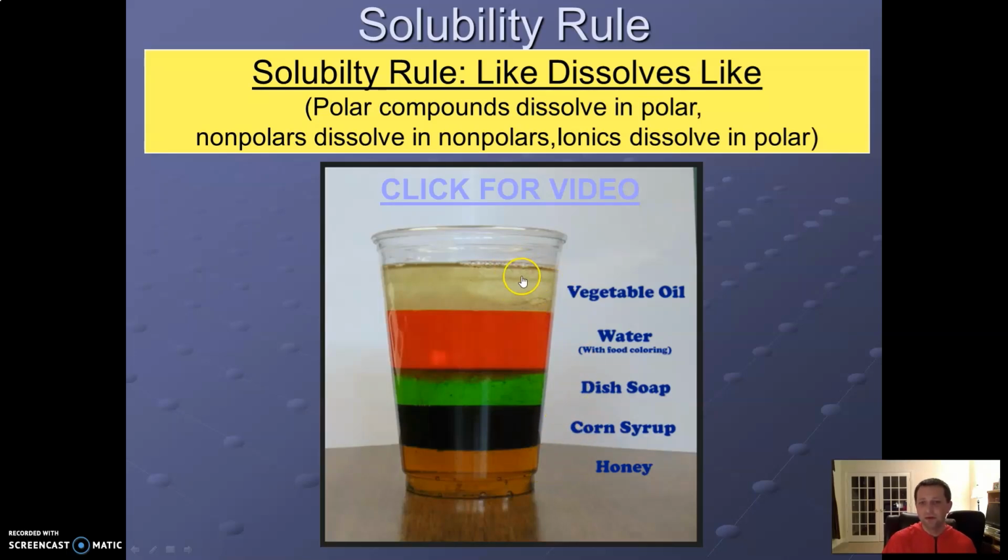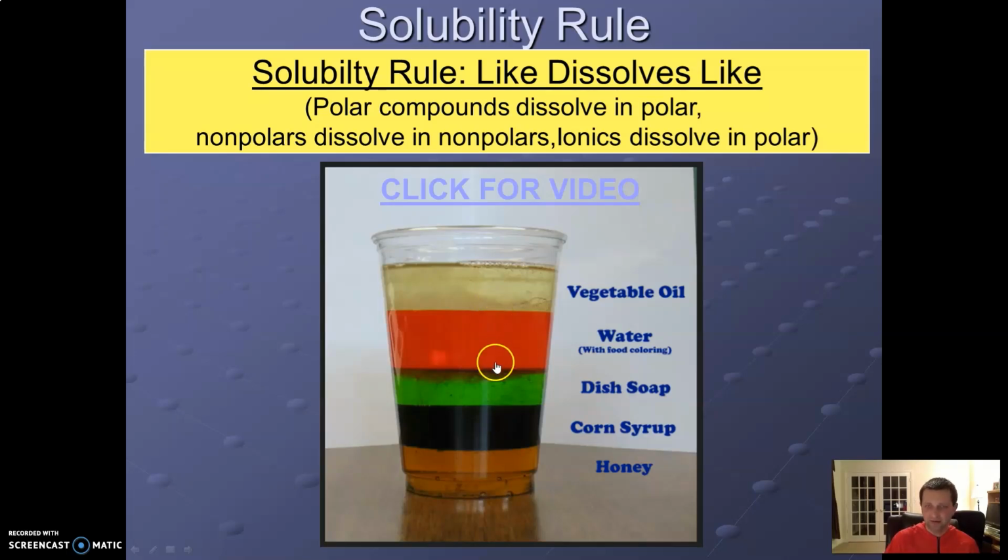So you know vegetable oil and water don't mix. And water is polar. So what does the vegetable oil have to be then if they don't mix? Well, the vegetable oil has to be nonpolar. So we have a nonpolar layer, polar for water. That means dish soap has to be nonpolar, and corn syrup has to be polar, honey nonpolar. You know what I mean? Like you get that alternating polarity there, which is why they're not going to combine.